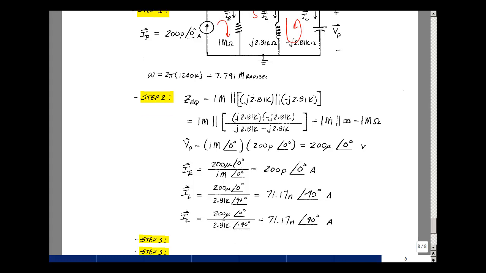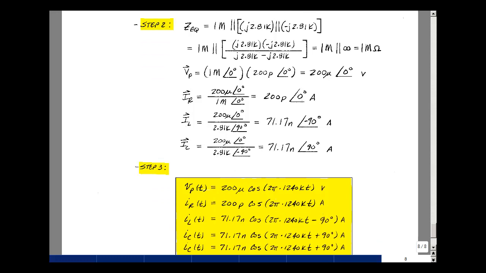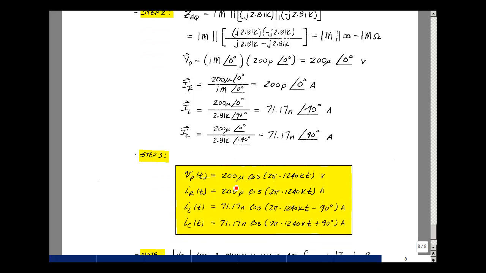And lastly, we can convert now to the time domain by taking the magnitude of our phasor and the angle, which was 0 for the voltage, and putting the cosine of omega t between them. The same is true for the current in the resistor: the angle was 0. For the inductor, the angle was minus 90. And for the capacitor, it was plus 90.